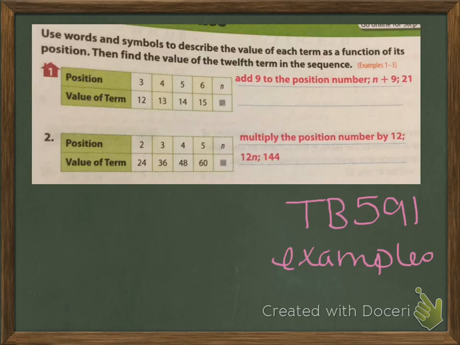On textbook page 591, in the quiz, you'll be asked to use words and symbols to describe the value of each term as a function of its position. So you need to know how to explain both the position, which is right here, as well as giving the function, which is right there, and the value, which is right there. So this one, for instance, says the value of the 12th term, and so that's what that 21 goes with there. So you need to be able to know how to do that for at least 2 questions.